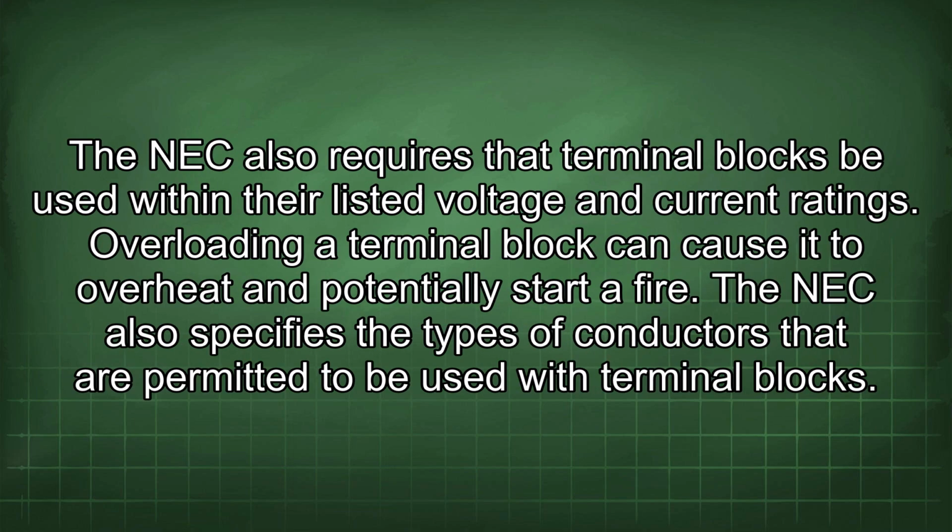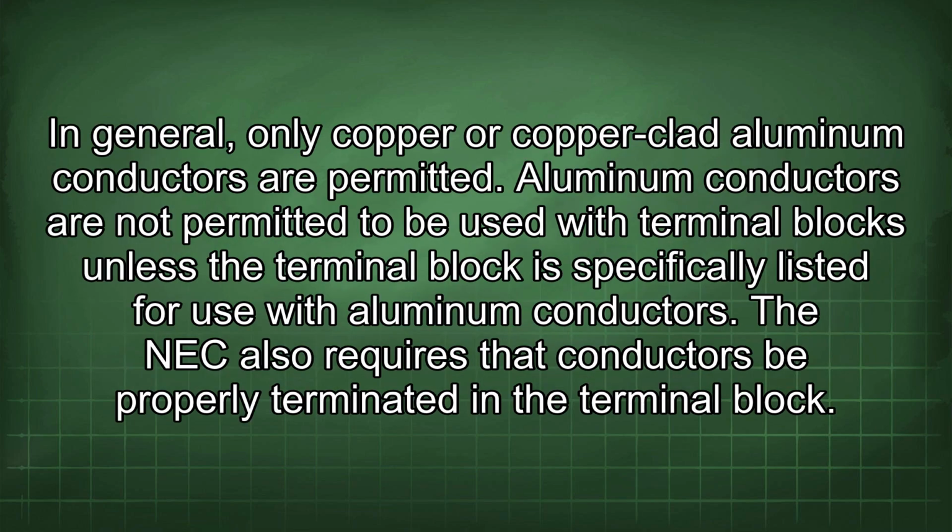The NEC also requires that terminal blocks be used within their listed voltage and current ratings. Overloading a terminal block can cause it to overheat and potentially start a fire. The NEC also specifies the types of conductors that are permitted to be used with terminal blocks. In general, only copper or copper-clad aluminum conductors are permitted. Aluminum conductors are not permitted to be used with terminal blocks unless the terminal block is specifically listed for use with aluminum conductors.